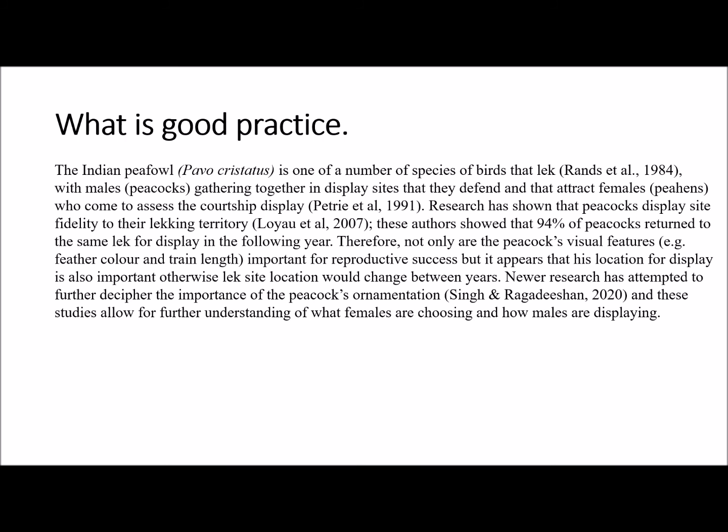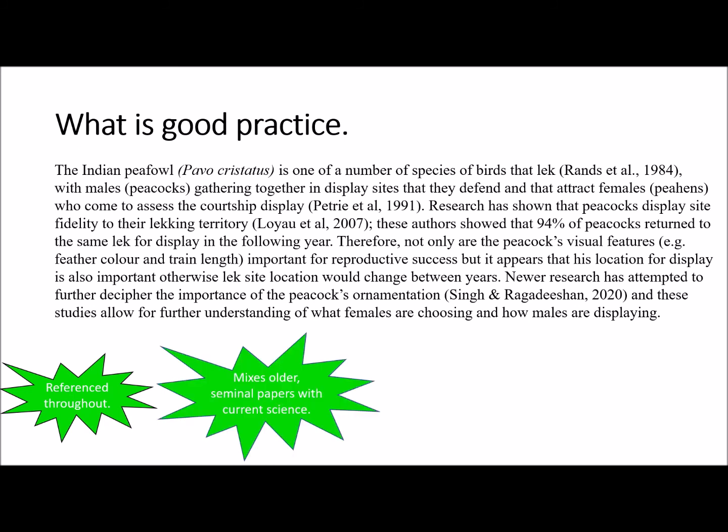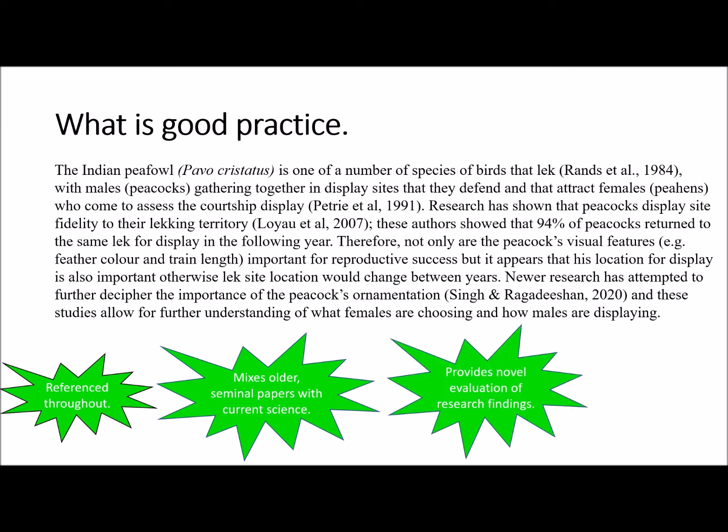Please try and do this all the way through your essay. Make sure you reference consistently. Make sure you mix older and newer papers to build on the older papers with the current science. Make sure you attempt to provide novel evaluation of the research findings. So what you read, make sure you tell the reader what it means. And be very light on the background detail. Just a spattering of natural history so the reader gets the key facts about the animal that make the explanation of science make sense.